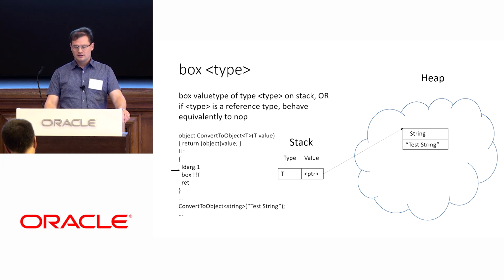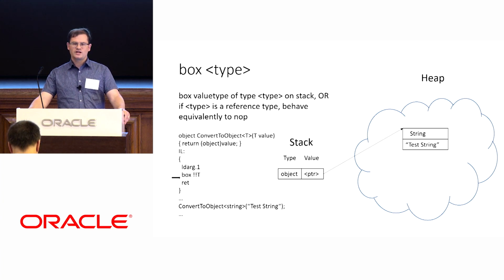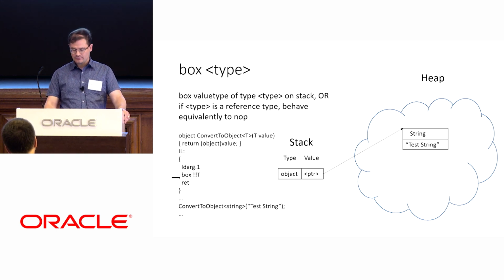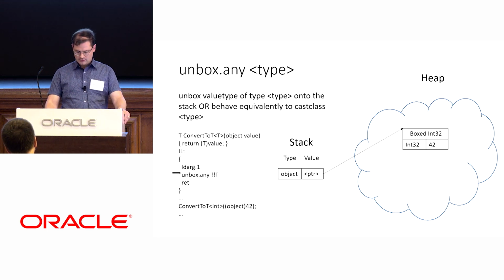Box is defined to not do anything for reference types. So here we execute the box instruction, and while we change type from t to object, what was actually present on the stack is not changed. It's still that object reference into the GC heap. I'm going to skip the next case talking about unbox because we're short on time.